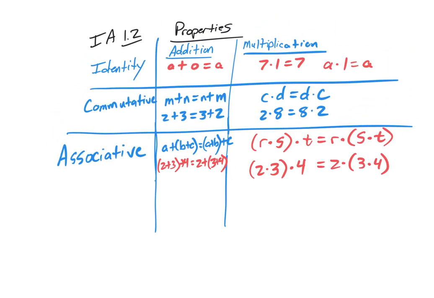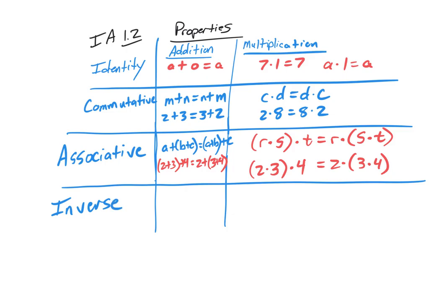Another one that we have for both is the inverse property. The inverse property tells me I want to get back to the original number, or what we call the identity. So if I gave you a number like, let's say, 8, and I wanted to get back to the identity.